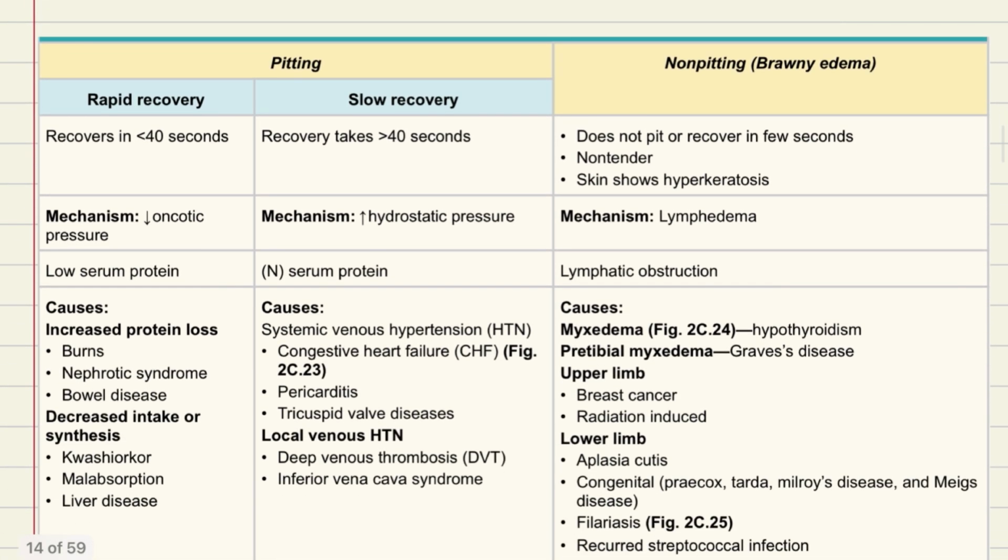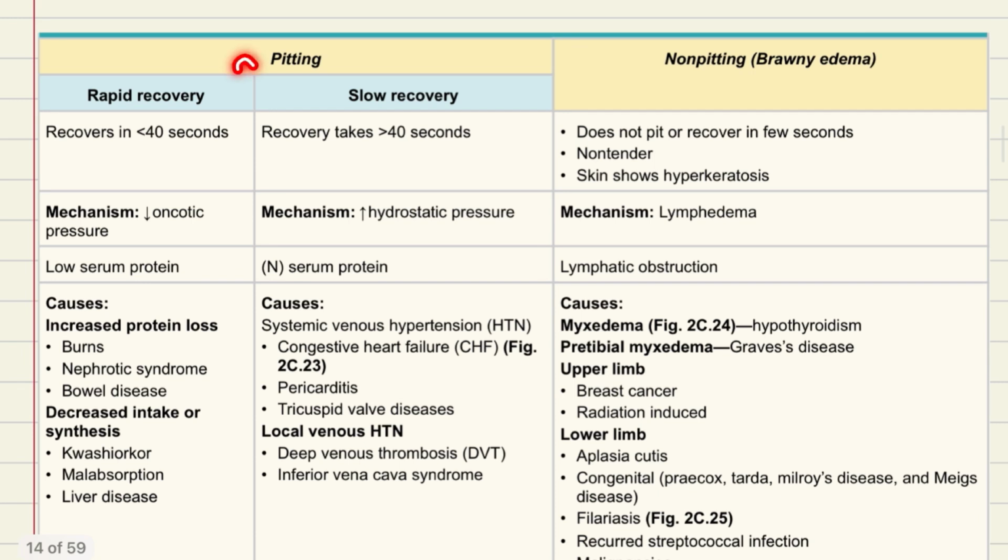Now we classify the edema on the basis of being pitting or non-pitting. Non-pitting is also known as brawny edema. The pitting edema is again divided into two types: rapid recovery or slow recovery. Rapid recovery means it recovers within 40 seconds, and slow means it takes more than 40 seconds. In rapid recovery, the mechanism is decreased oncotic pressure, basically low serum protein, and the slow recovery pitting edema is due to increased hydrostatic pressure, that is the proteins are normal but there is increased pressure.